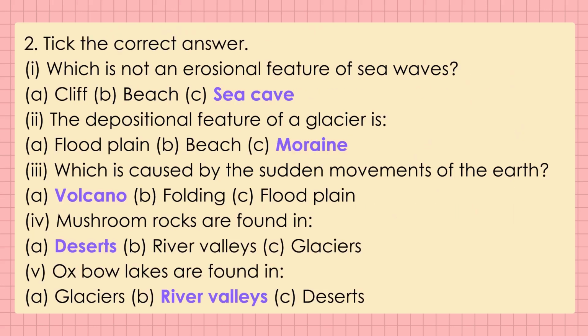Question number 2. Tick the correct answer. Which is not an erosional feature of sea waves? The answer is sea cave. The depositional feature of a glacier is moraine, which is caused by sudden movements of the earth, volcano, folding, or floodplain. The answer is volcano. Mushroom rocks are found in deserts, river valleys, or glaciers. The answer is deserts. Oxbow lakes are found in glaciers, river valleys, or deserts. The answer is river valleys.